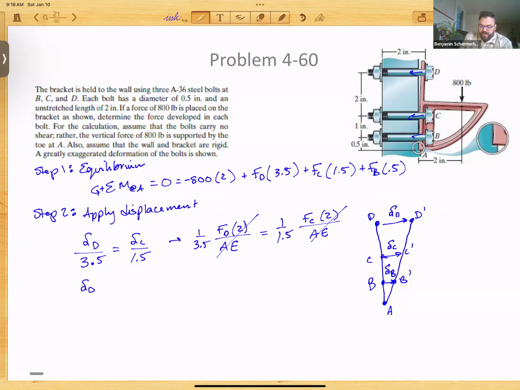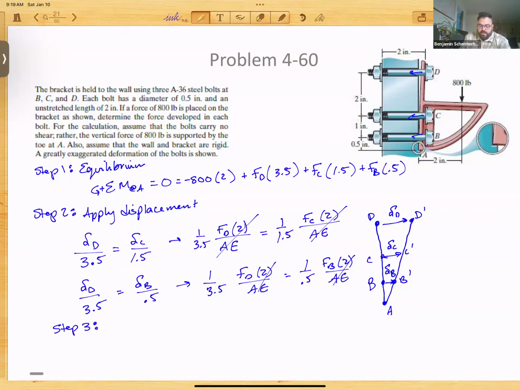Our second equation can compare D and B. So we have the displacement of D over 3.5, displacement of B over 0.5, which gives us another equation: 1 over 3.5 FD times 2 over AE is going to be 1 over 0.5 FB times 2 over AE. The AEs will cancel, as well as the 2s. And then you just have three equations with three unknowns, so we can go ahead and apply our math here. Not so bad, but I just wanted to show you that this type of displacement and using the ratios with the triangles is also something we can use to compare things.